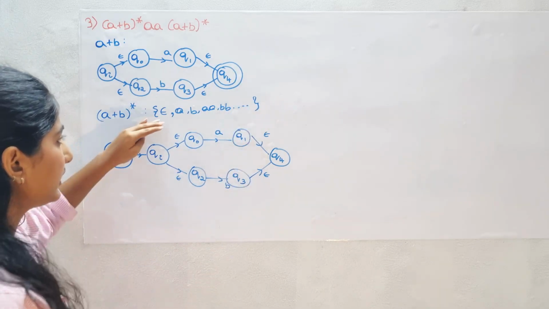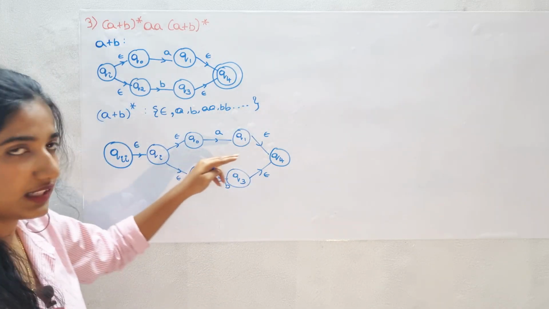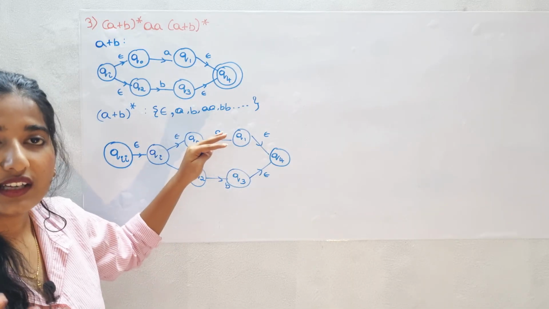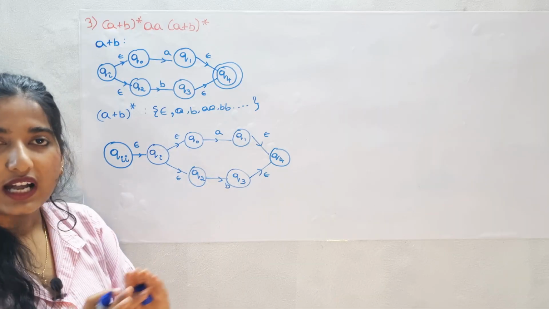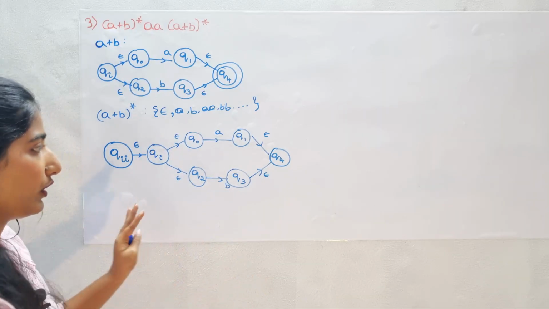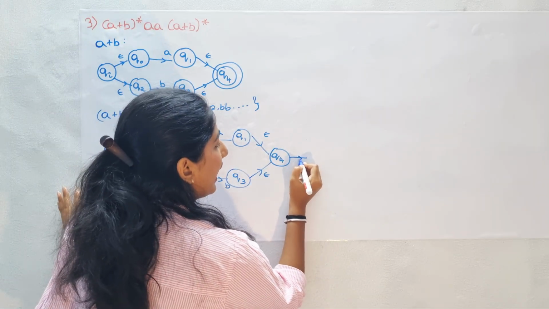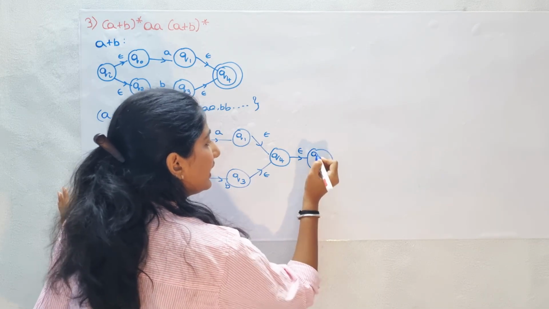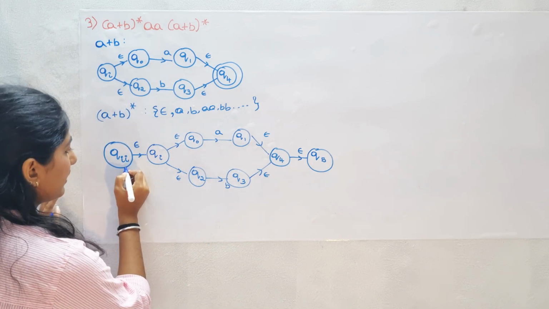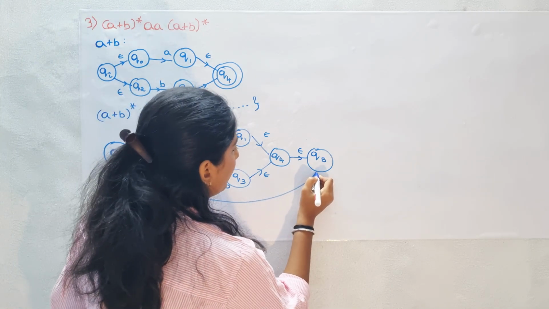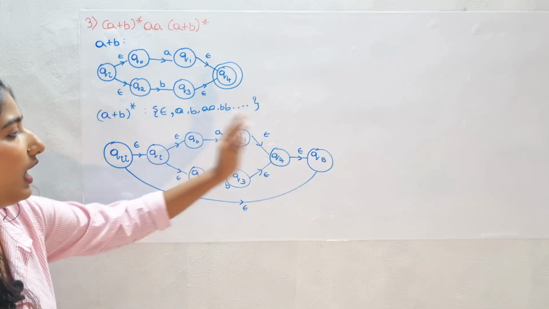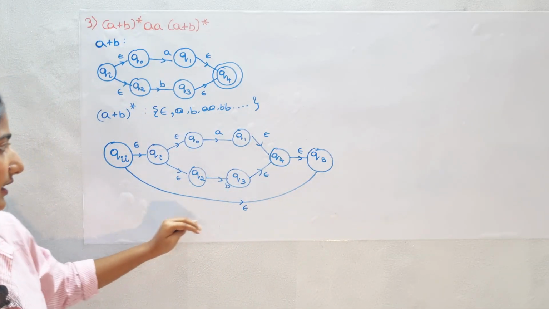So here the thing is, if I get an empty string, can I move in this direction? No, because if I move in this direction, I should get either a or b. So I can't move in this direction. So what I have to do is, I have to choose another final state to accept epsilon. Clear? To accept epsilon, I will be moving to another final state.